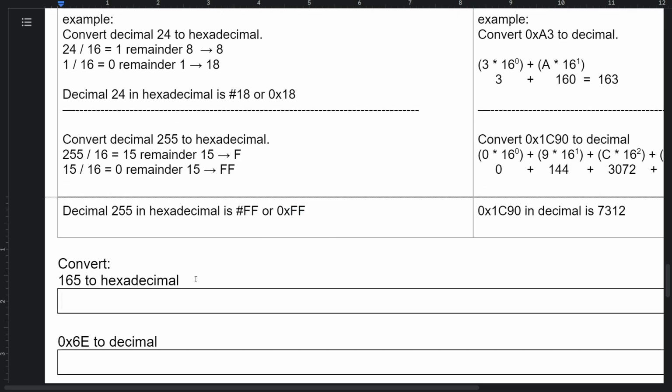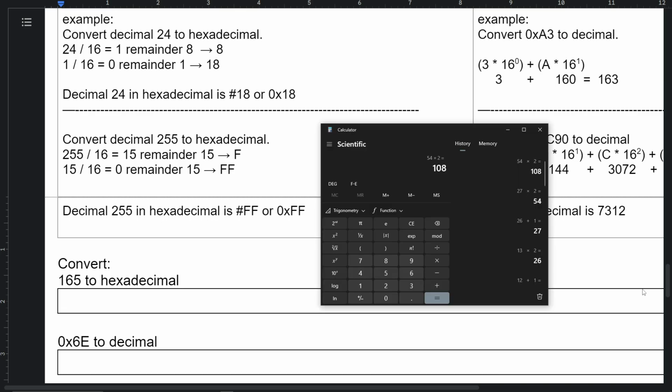So let's do our little example here. 165 to hexadecimal. Let's see if we can get that figured out. So 165 divided by 16. Now here's where we come up with a little bit of a dilemma. Last time we knew it was always a remainder of 1 or 0. We don't know that with this. So how can we figure out what's left over? Well, you see this little fraction part right here? This will tell us how much of 16 is left over, or the remainder, every time.